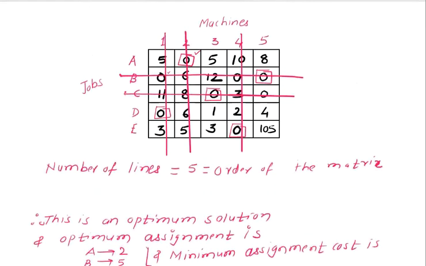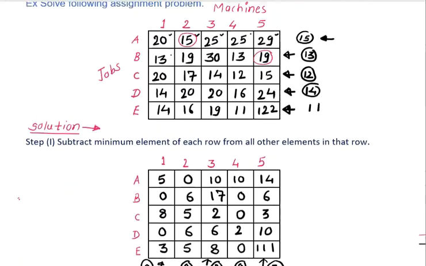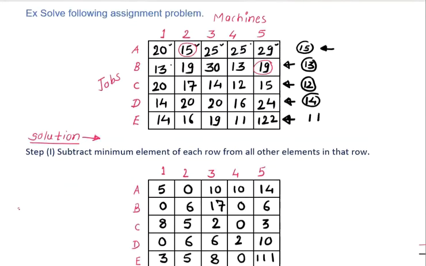Then job C is assigned to machine 3. So C33 is the cost of performing job C on machine 3. So what is C33? C33 is this cost, third row, third column.